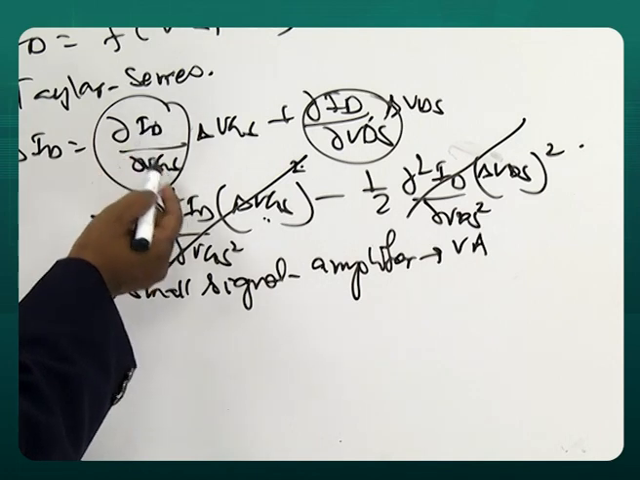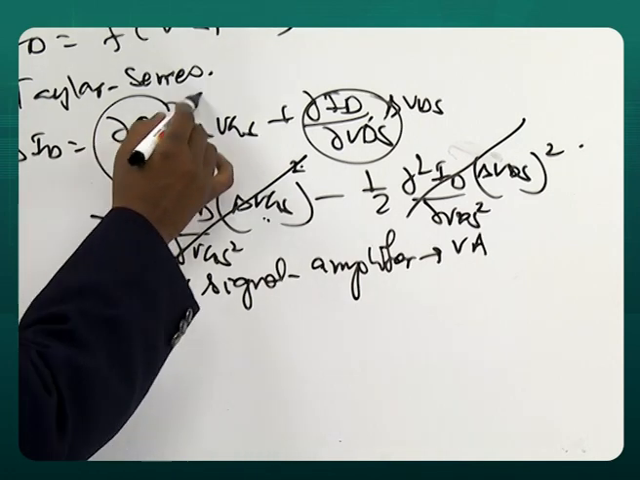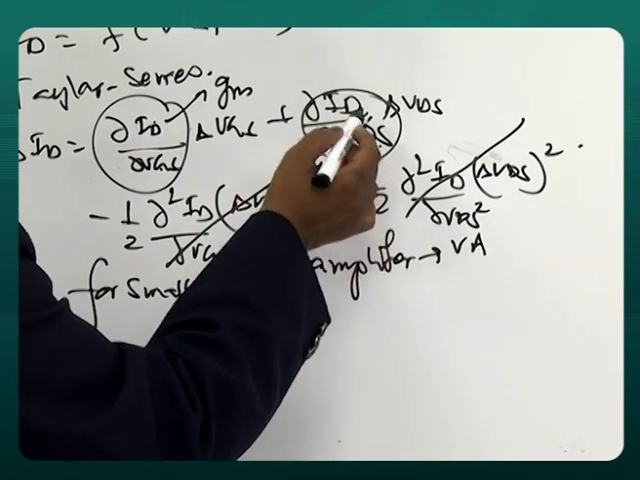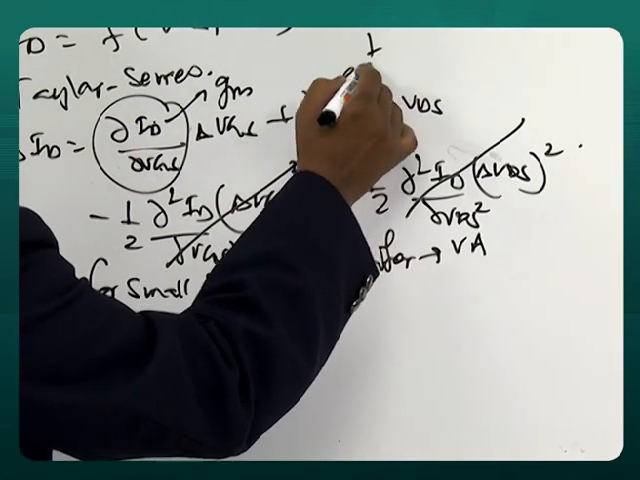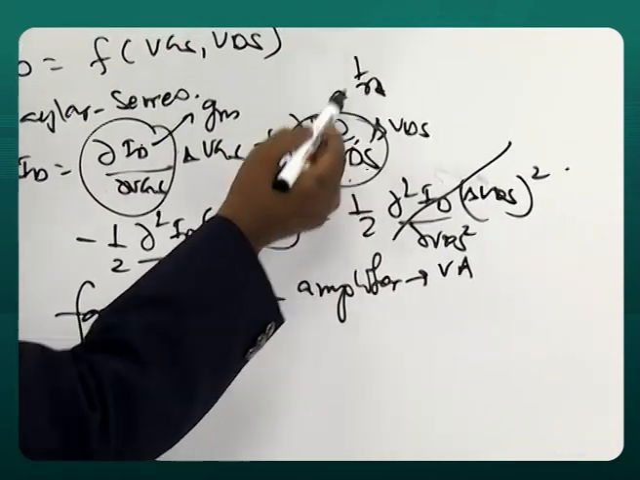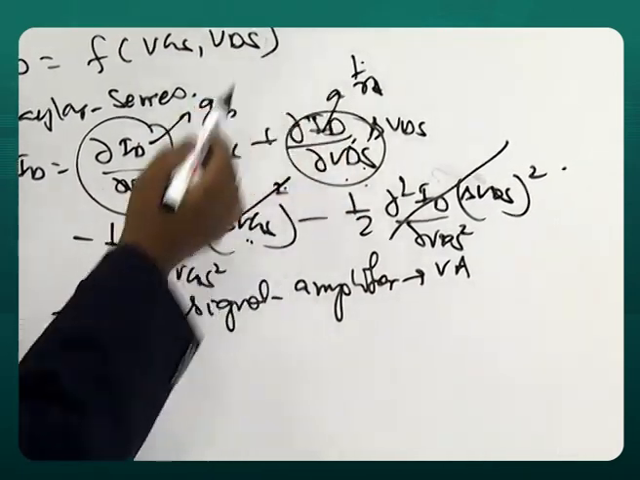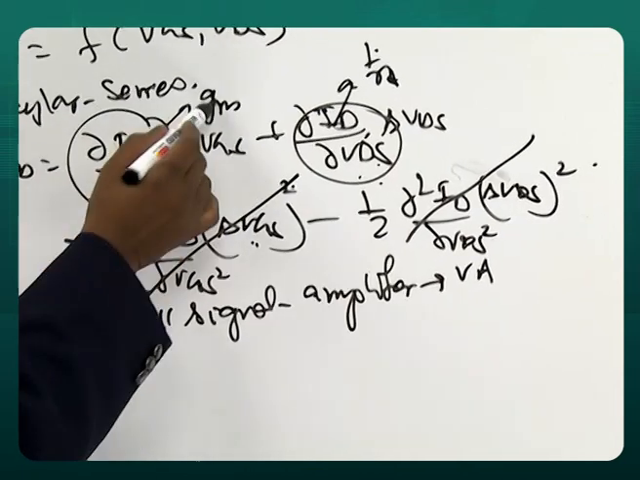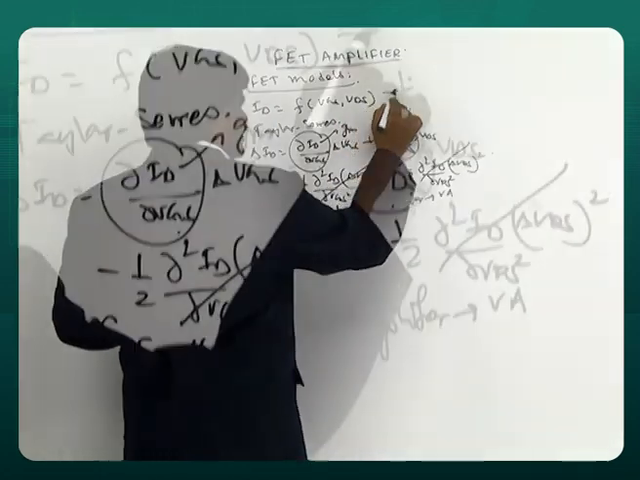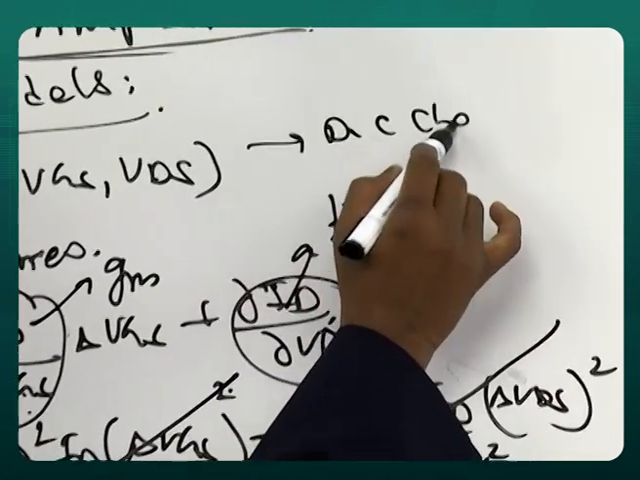And dou ID by dou VGS is called GM. This is called GM. And dou ID by dou VDS is called 1 by RD. Because voltage by current is resistance, but current by voltage is 1 by RD. Current by voltage is conductance here. So please understand, this is the DC characteristic equation.